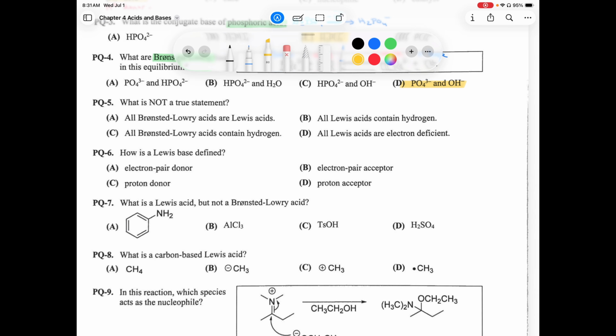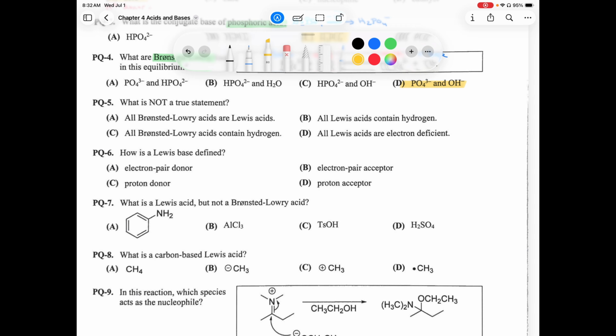Now I've covered the Lewis acid and Lewis base definitions. A Lewis acid is an electron acceptor. A Lewis base is an electron donor. A Bronsted-Lowry acid is a proton donor, and a Bronsted-Lowry base is a proton acceptor. Now, what you have to understand is that anything that is a Bronsted-Lowry acid or base is not necessarily going to be a Lewis acid or a Lewis base, but anything that's a Lewis acid or a Lewis base is going to be a Bronsted-Lowry acid or base.